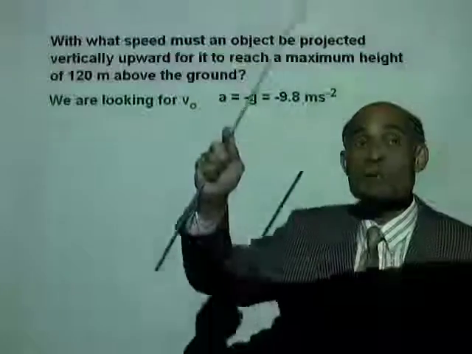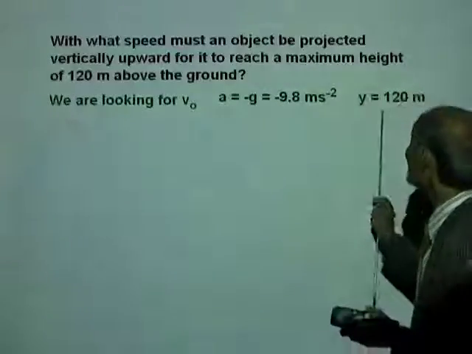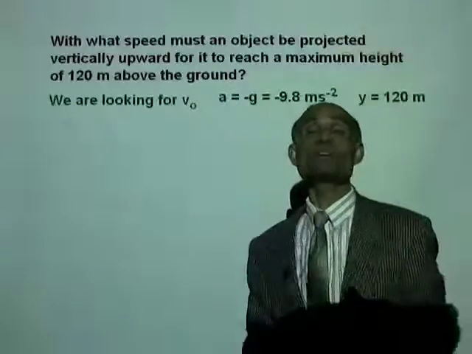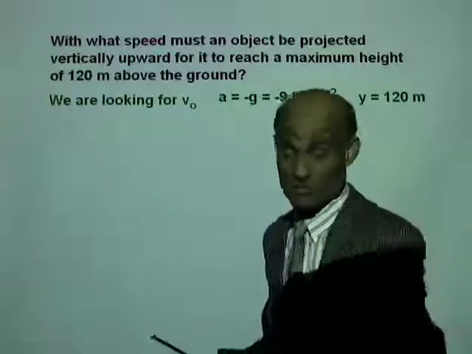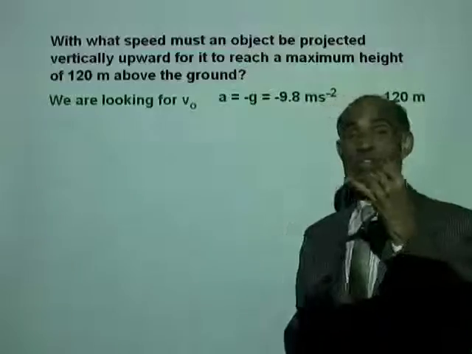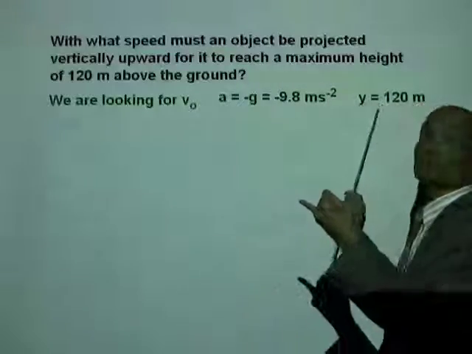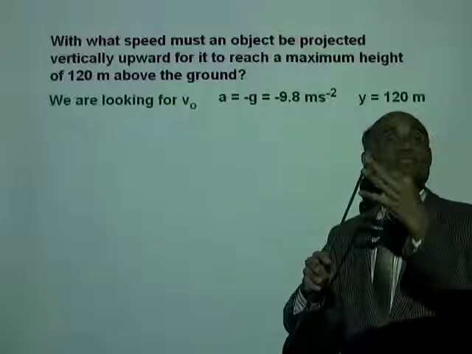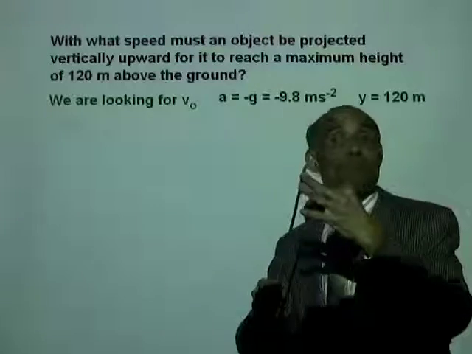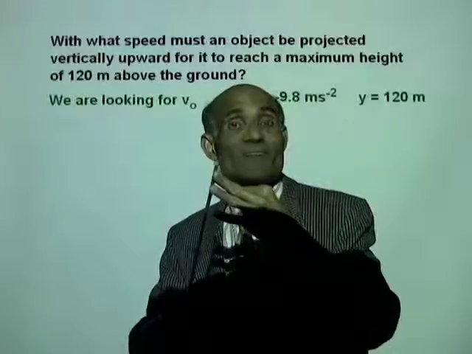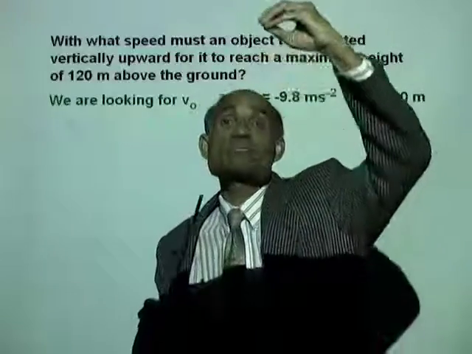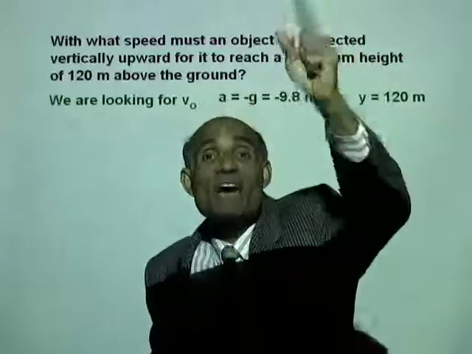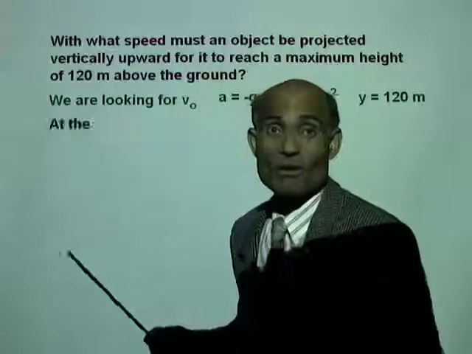We know its acceleration. What else do we know? Well, you know its displacement, y equal to 120 meters. It is at the position y equal to 120 meters. So, we know the acceleration, we know the displacement, and one more thing. What is that? When the object reaches the maximum height, its velocity becomes 0. Vf equal to 0.